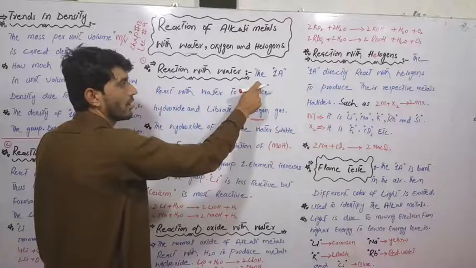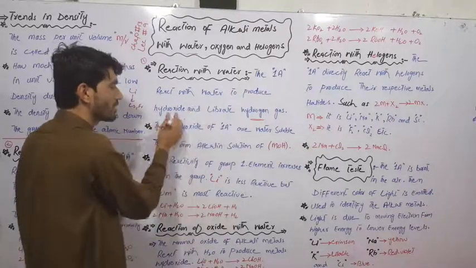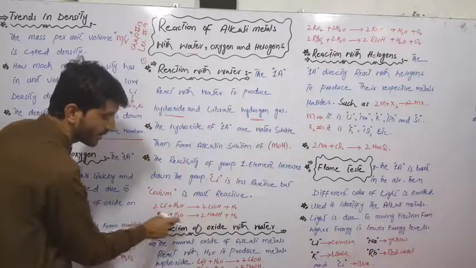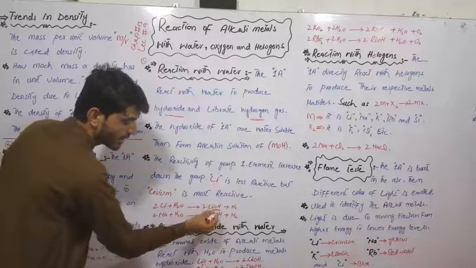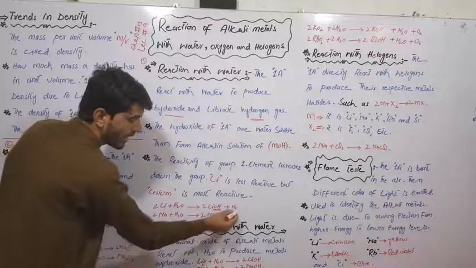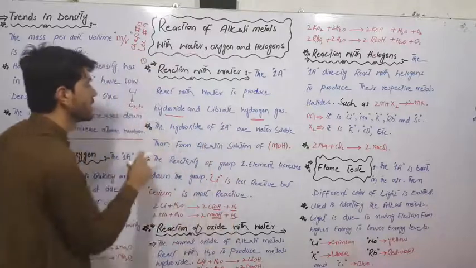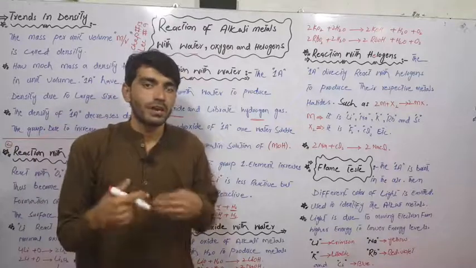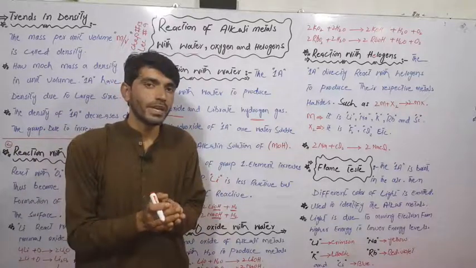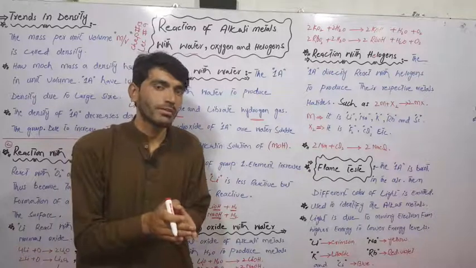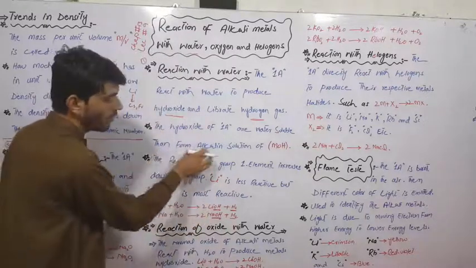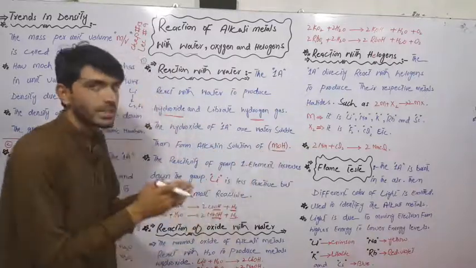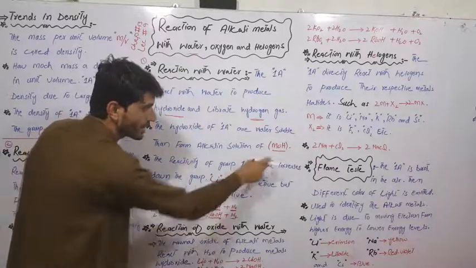So once again, listen, the first A react with water, they produce hydroxide, clear, and liberate hydrogen gas. How? When the first A react with water, they produce hydroxide such as lithium hydroxide and sodium hydroxide and liberate hydrogen gas. Clear? Next point, the hydroxides of the first A are water soluble. Whenever they dissolve in water, they form an alkaline solution of MOH. MOH means metal hydroxide, such as lithium hydroxide or sodium hydroxide.